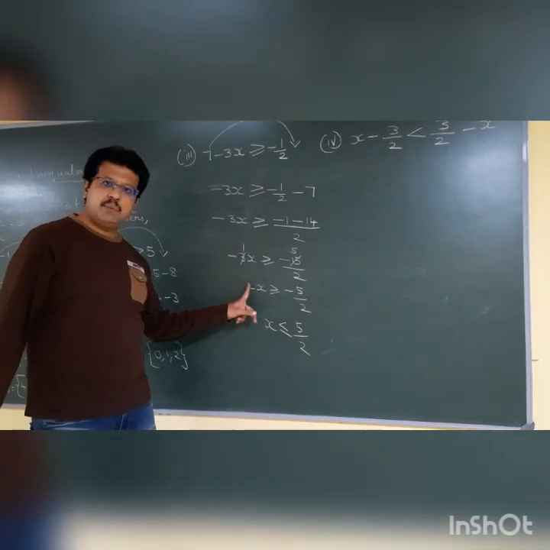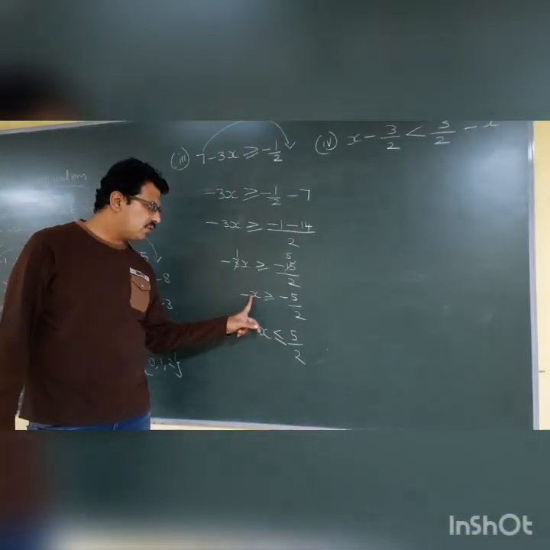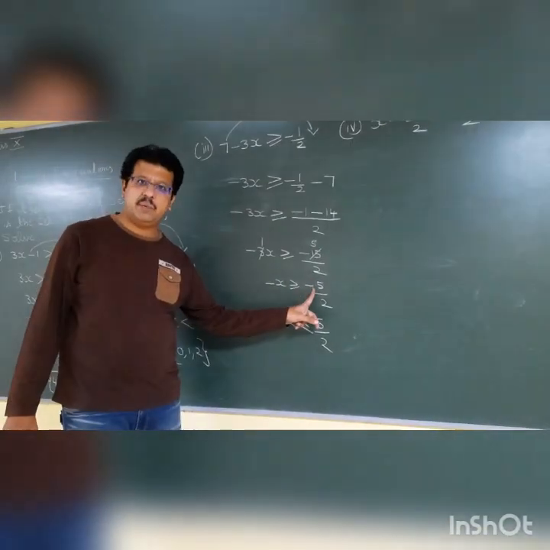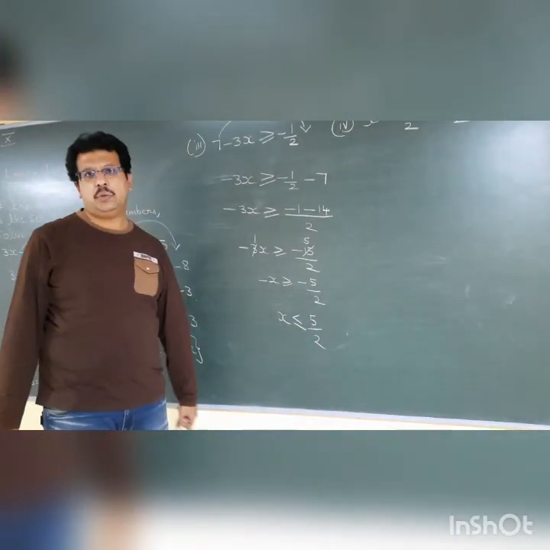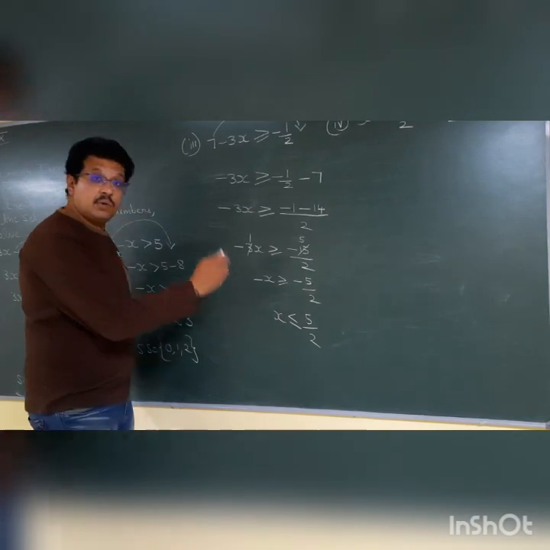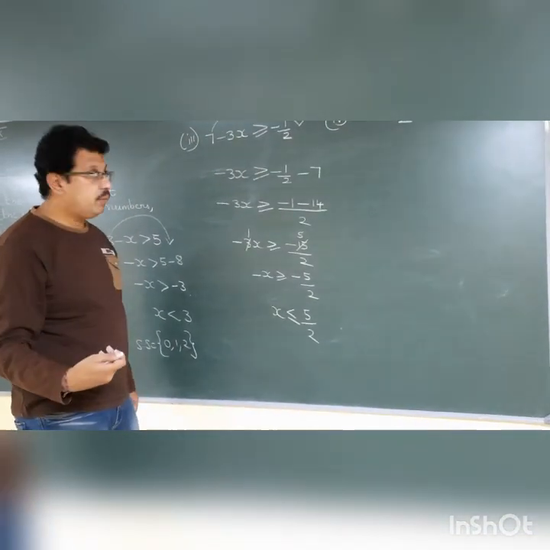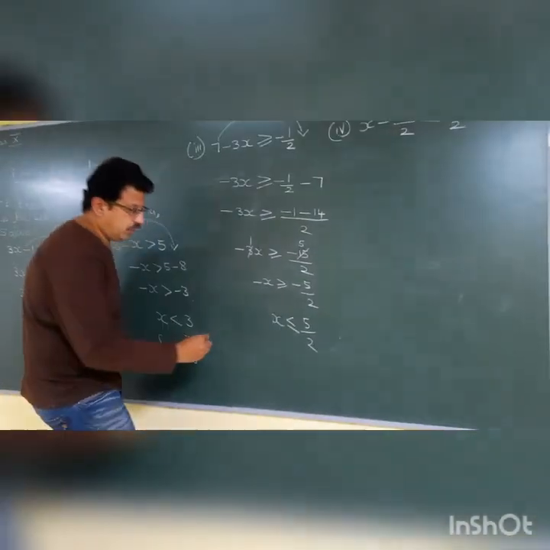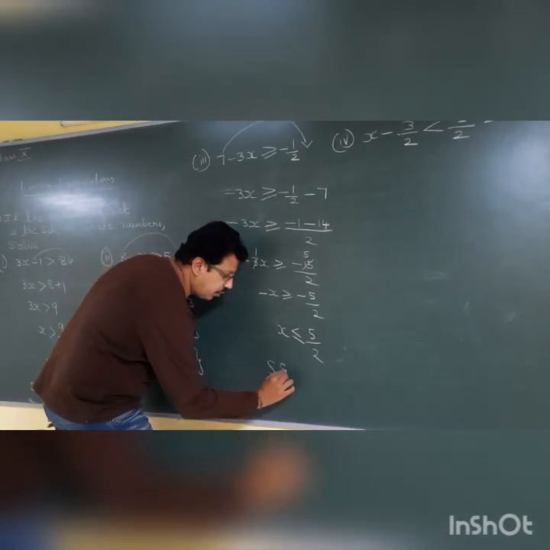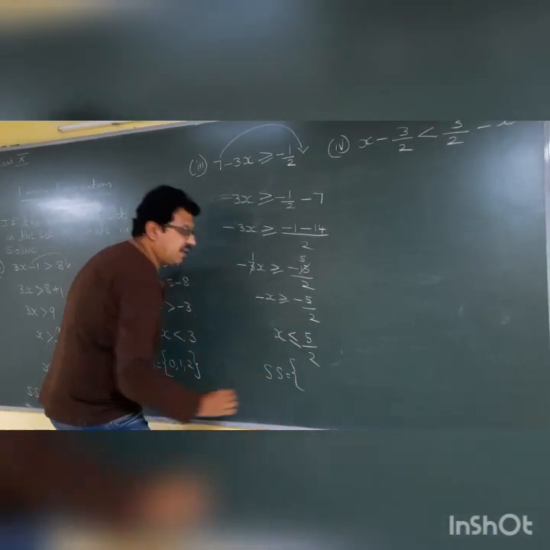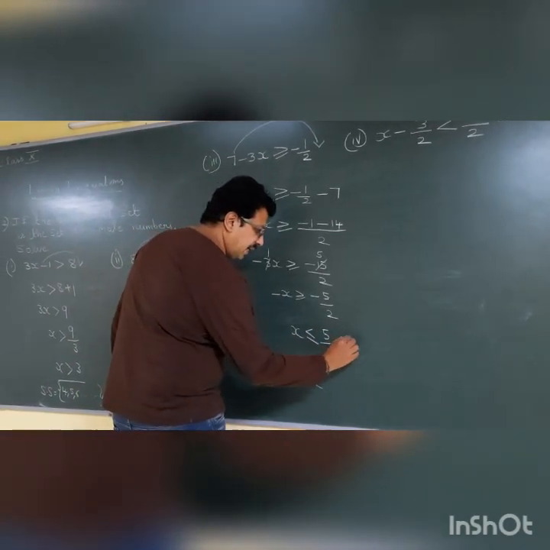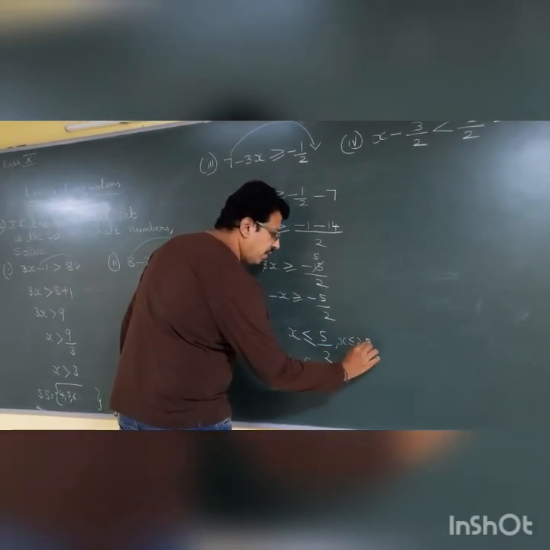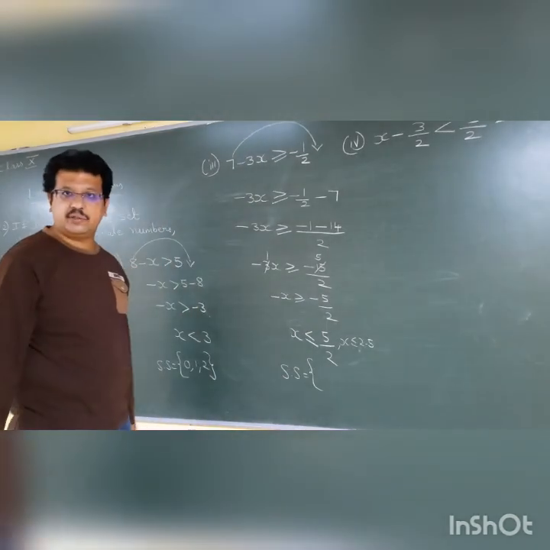So when you multiply both sides by minus sign, this will also be plus and this also will be plus here. So x is less than or equal to 5 by 2. Less than or equal to 5 by 2 means we have to write the set of whole numbers for this. It is nothing but 2.5. We can also write x is less than or equal to 2.5. 5 by 2 is 2.5.